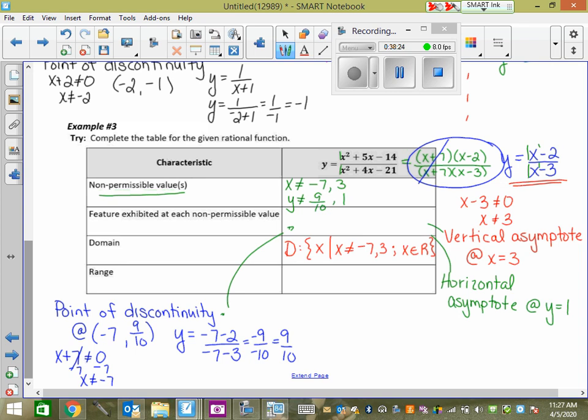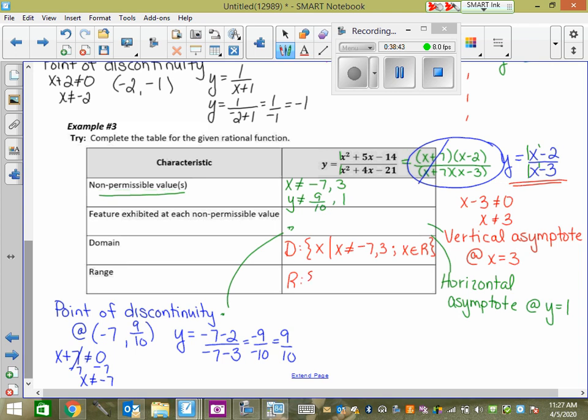Could you say x is less than -7, x is between -7 and 3, x is greater than 3? Sure, you could. That is a long-winded way of writing your domain. The fastest way is just saying it can't equal -7 and 3, but it can equal everything else. That's the x ∈ ℝ part. Okay?